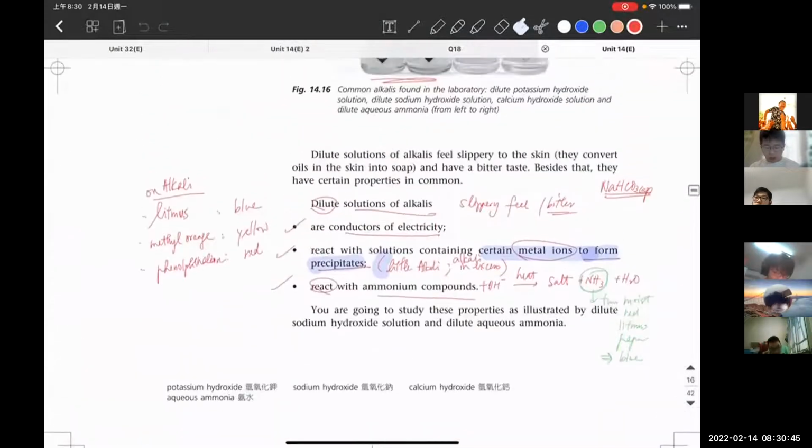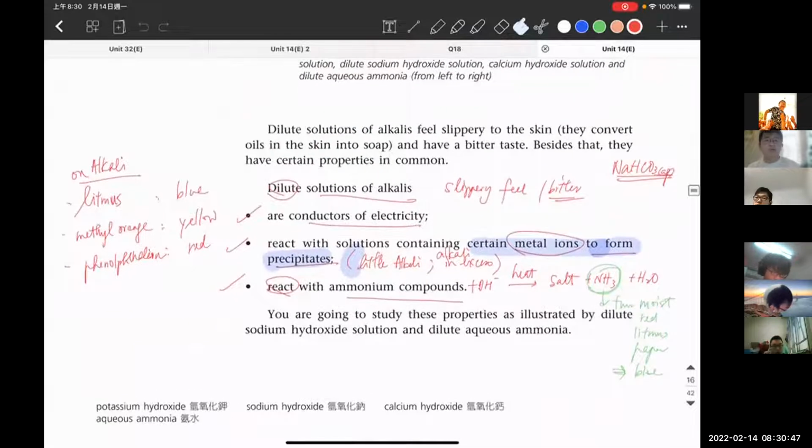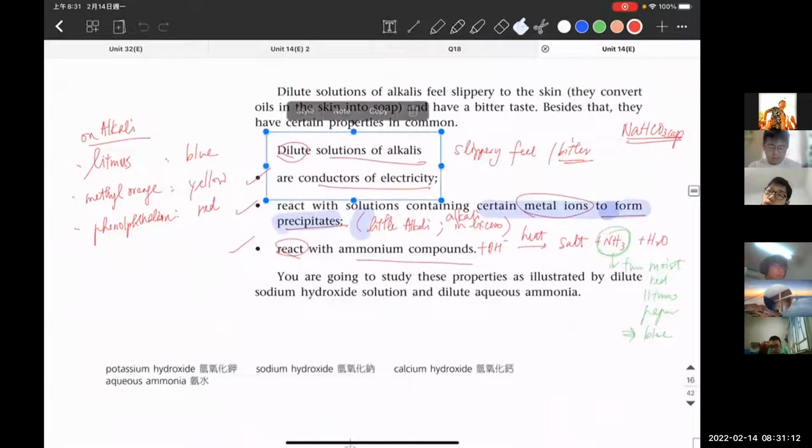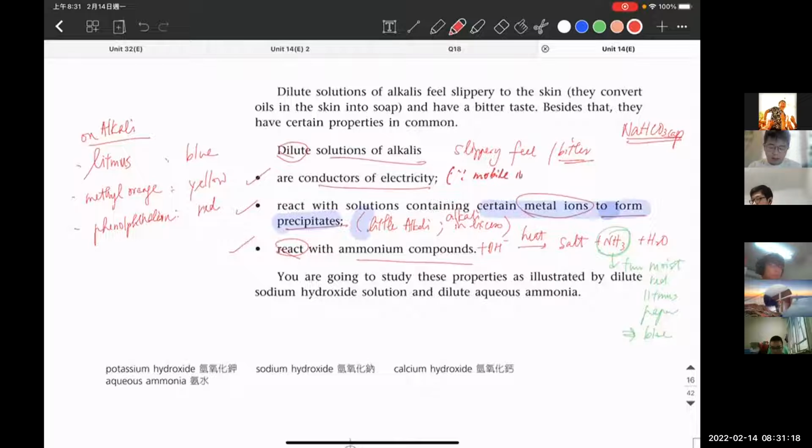So in short, what are the properties of alkaline? You may see it here. Very similar to acid, they are good electrical conductors, and the reason behind is that it contains what? It contains what? Wang Xinhua? Mobile ion. Yeah, mobile ion. So all of you please mark it down. It's mobile ion.